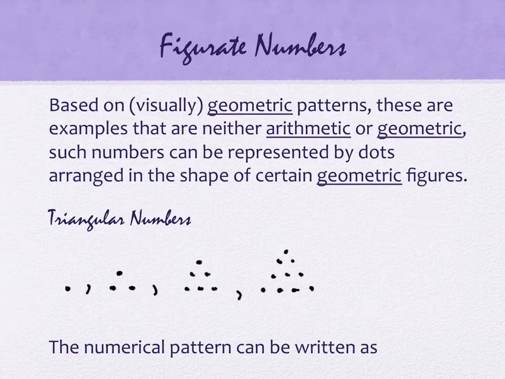So can you tell why they're called triangular numbers? The dots are in the shape of a triangle, right? Yeah, so we should be able to take this pattern and actually continue it if we wished. So what would we do if we wanted to do the next one?